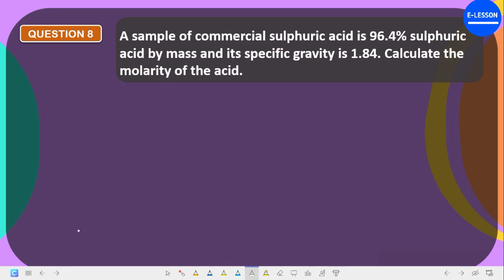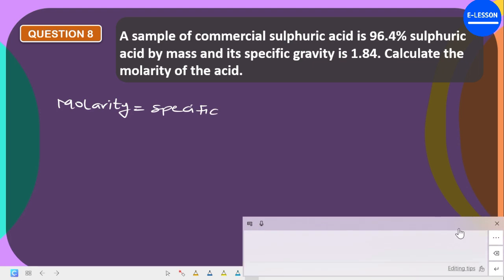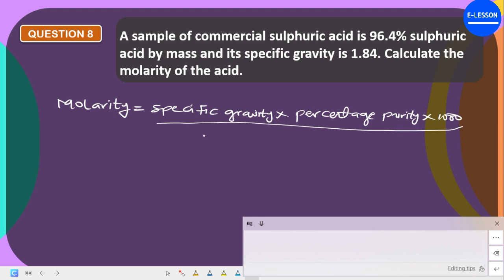Let's take the next. A sample of commercial sulfuric acid is 94% sulfuric acid by mass, and its specific gravity is 1.84. Calculate the molarity of the acid. Now, molarity when specific gravity is given, in this case, our molarity would be equal to the specific gravity times the percentage purity times 1000 divided by the molecular weight.